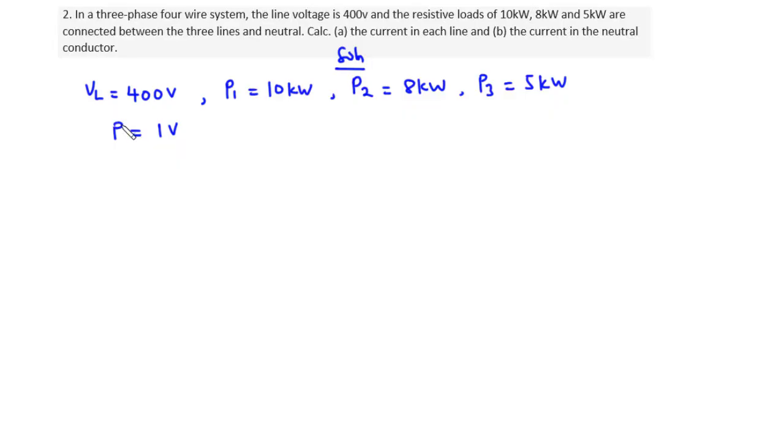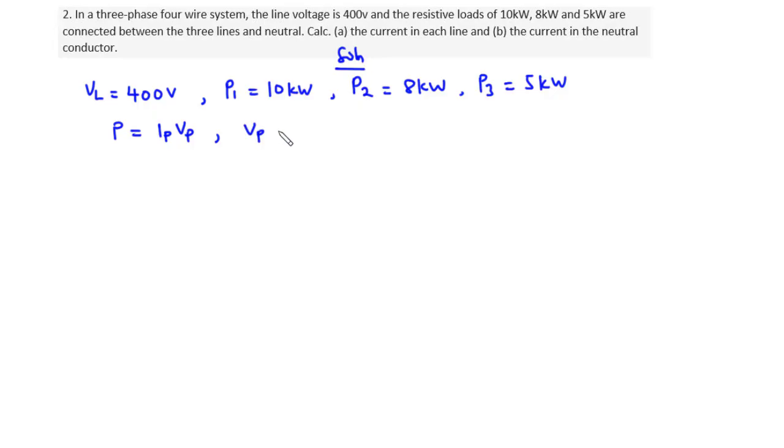Since this power is given per phase, then it means that we have the current also per phase and also the voltage per phase. So if we want to find the current per phase, then we need to make sure that we have the voltage per phase. Now we are given the line voltage to be 400 volts. Let's try to find the phase voltage.